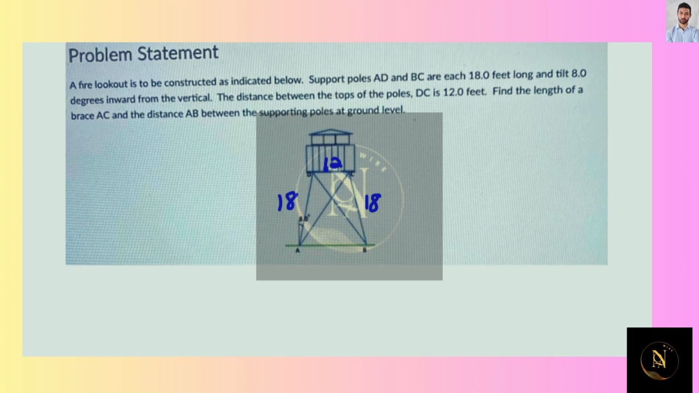The fire lookout is being constructed as indicated below. The support poles AD and BC are each 18 feet, which I've marked, and tilt 8 degrees inward from the vertical. The distance between the tops of the poles DC is 12, which I've marked. Find the length of brace AC and the distance AB between the supporting poles at the ground level.